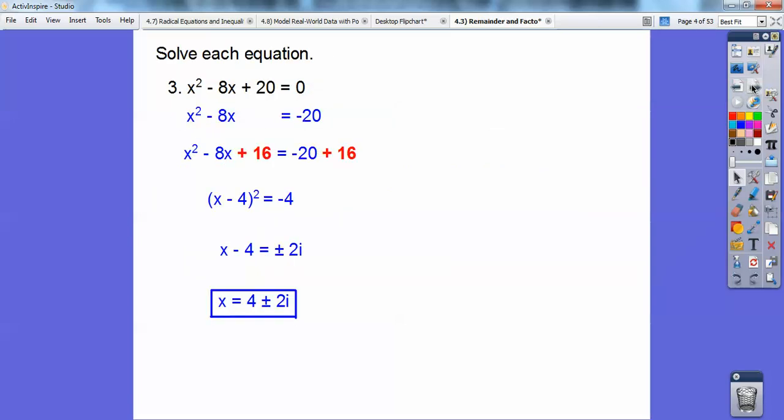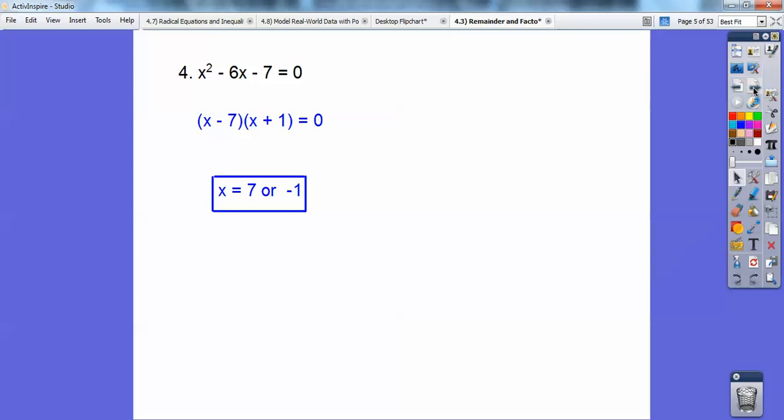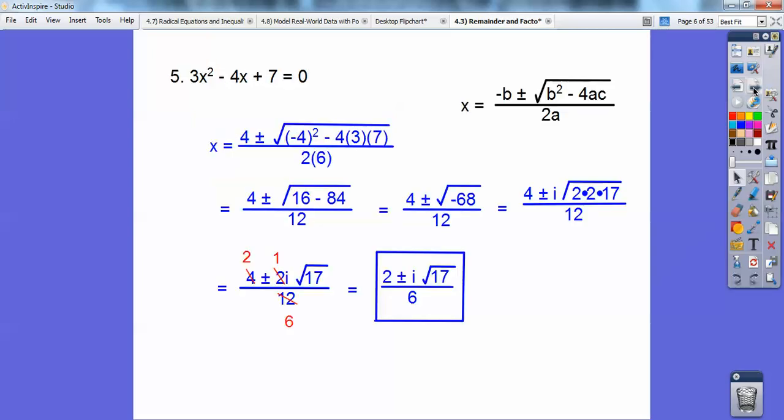Number 2, solve each equation. This one I would complete the square because it doesn't factor. So half of 8 is 4. 4 squared is 16, so I add 16 to both sides and you end up getting 4 plus or minus 2i. Okay, this one factors, you guys. So factoring is the best way to do it. So you get 7 or negative 1 on that one.